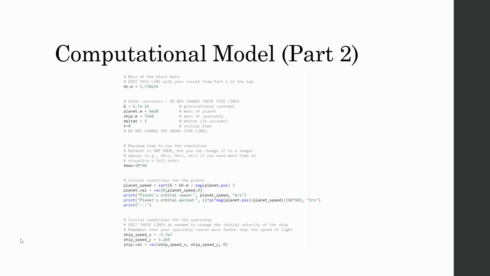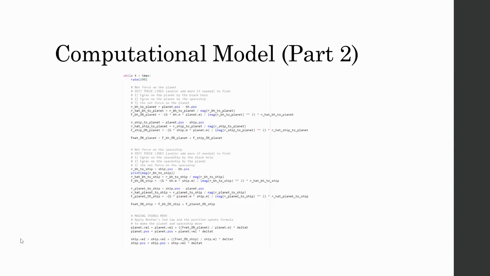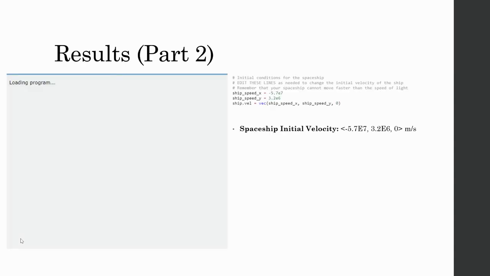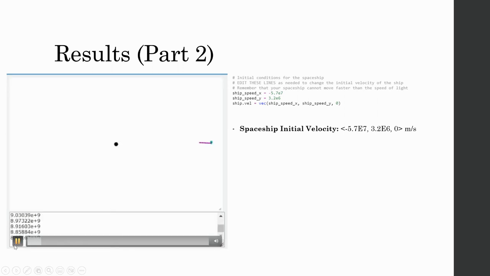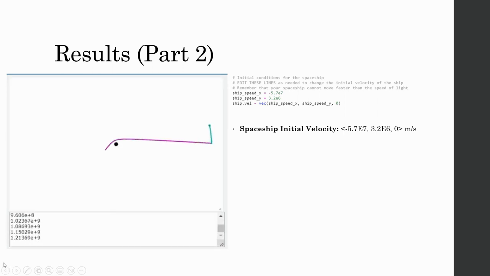In part 2 of the lab, we must determine the initial velocity of a spaceship so that it may travel close to the black hole while still being able to leave the system. Here are the initial values in our code, and here are the formulas used for this part of the lab. This video shows the results of running the code.